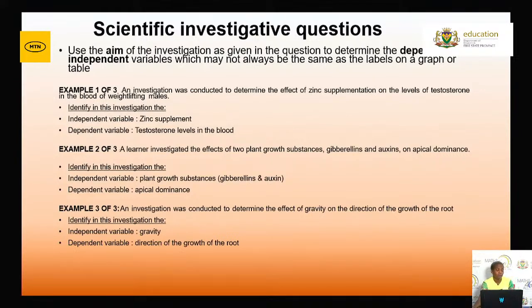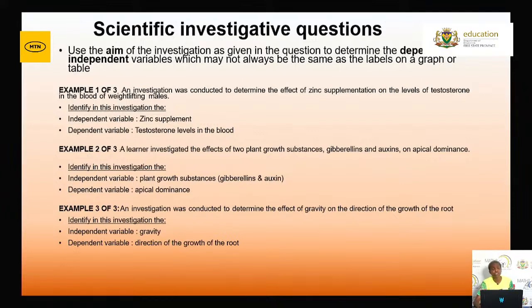And then the last example that we have here is as follows. An investigation was conducted to determine the effect of gravity on the direction of the growth of the root. And then the growth of the root will depend on what? Will depend on the effect of gravity. Not gravity will depend on the growth of the root. And that is all with dependent and independent variables.